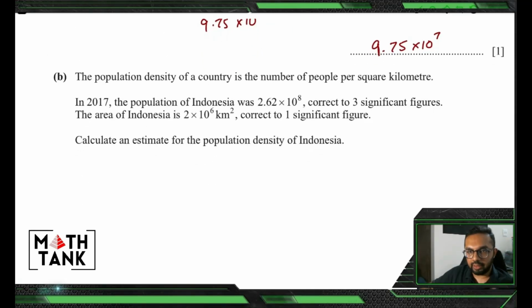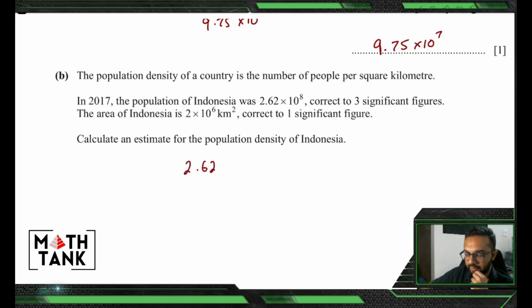Then it says the population density of a country is the number of people per square kilometer. And the population was 2.62 into 10 power 8, correct to 3 significant figures. The area of Indonesia. So when I say per, I mean by division. So I'm going to divide this by the area to find the population density. That's what the question is asking you to do.